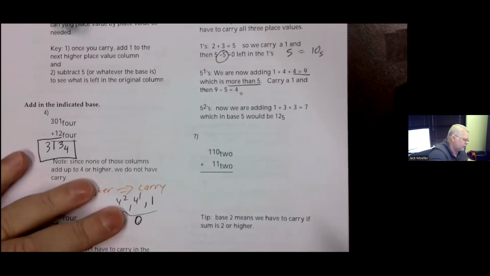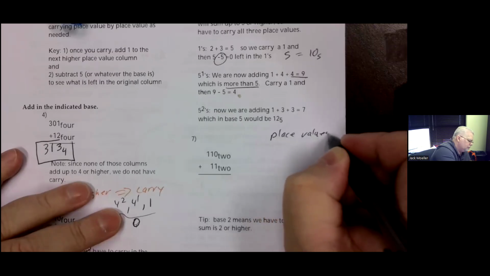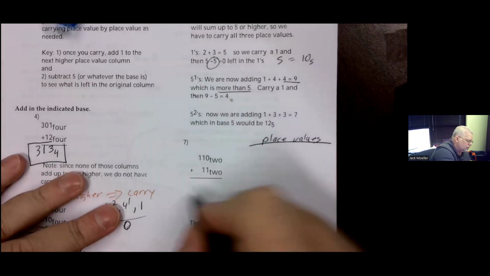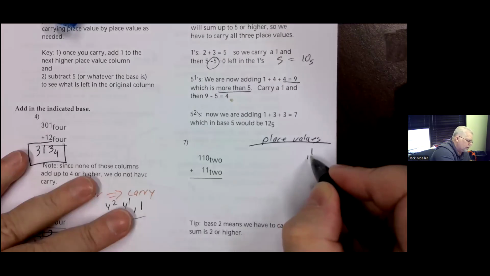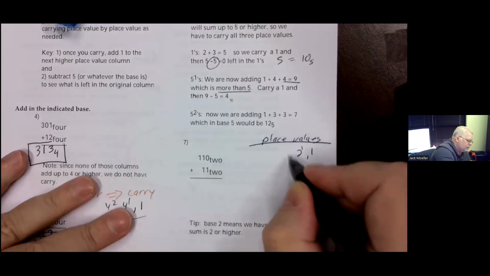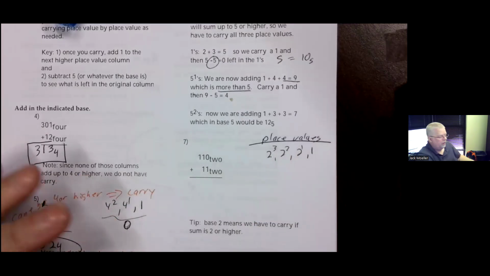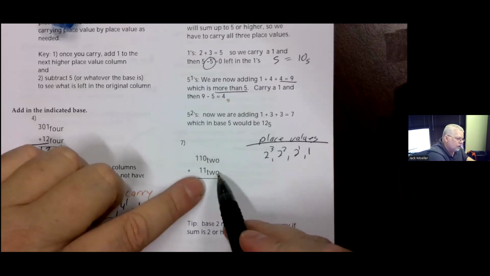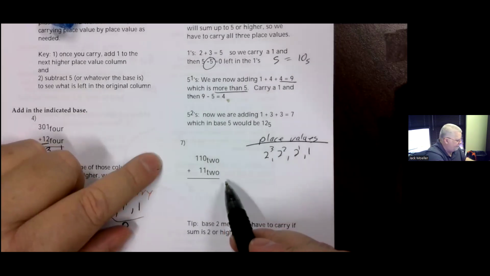All right, so we are doing 110 base 2 plus 11 base 2. So what are our place values? You don't really need to know the place values as long as you get the adding anyway, in particular. But it always starts with the ones. Now we're base 2, so it's 2 to the first, 2 to the second, 2 to the third, and so on. And so remember, if our sum comes up to 2, that's when we have to carry.